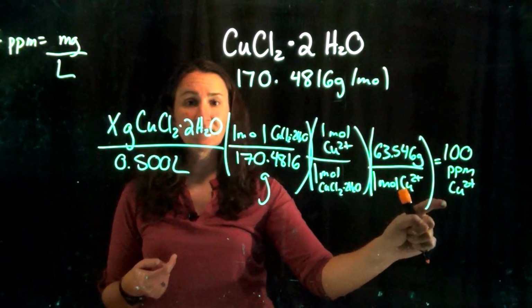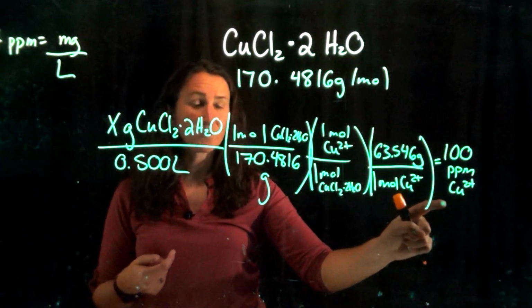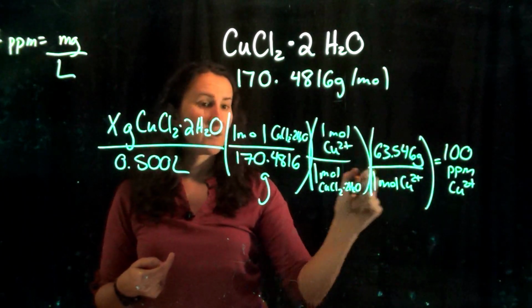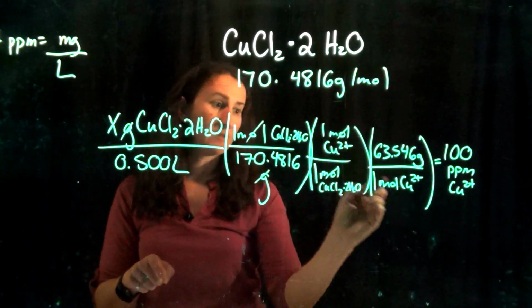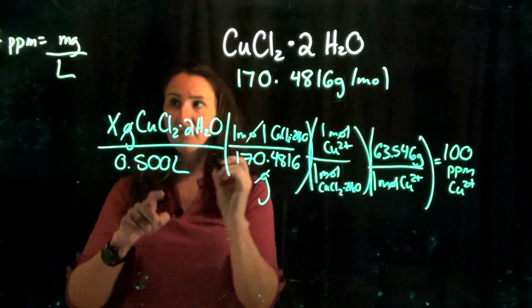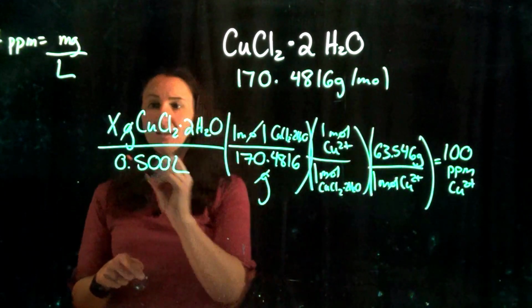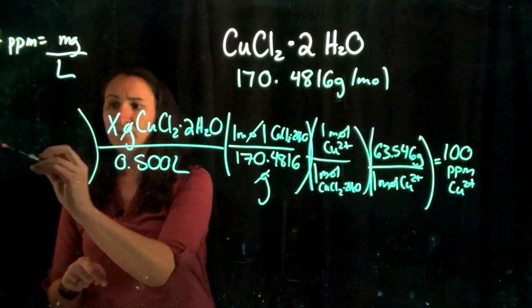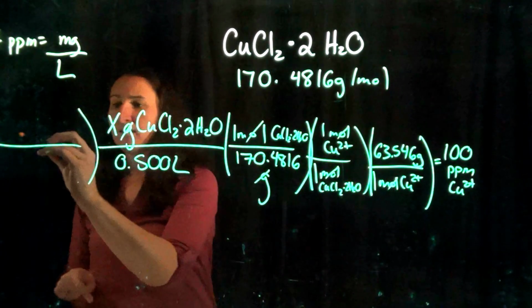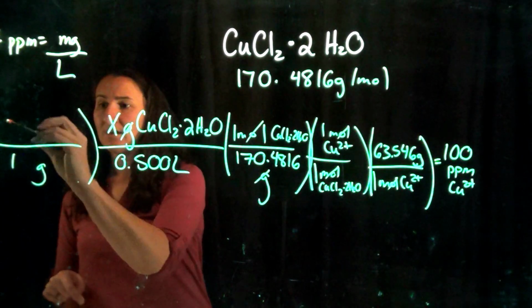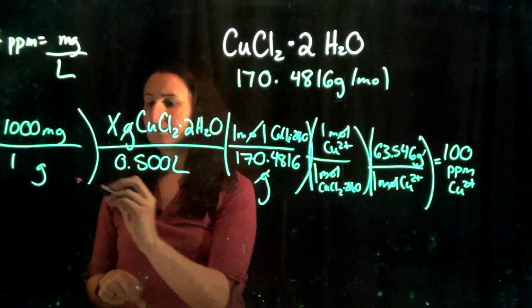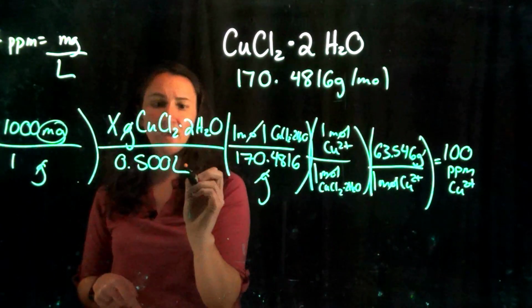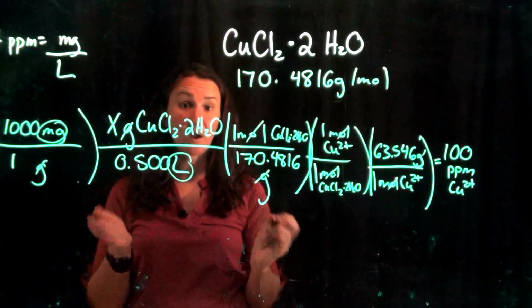So I'm actually missing a conversion factor here. Which conversion factor am I missing? Okay, let's check. Grams, grams, moles, moles, moles, moles, grams, liters. I need to convert grams into milligrams, so I'll put this over here. Doesn't really matter which side you put it on, because it's gonna cancel anyway. So 1 gram is equal to 1,000 milligrams. Now my grams cancel, and I'm left with milligrams on top and liters on bottom, which is what I want.